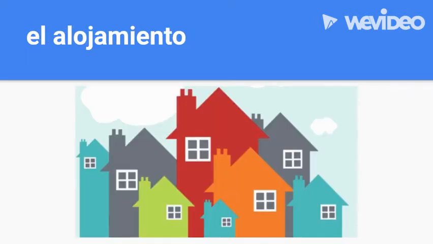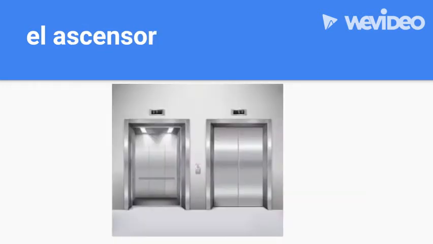El alojamiento. El alojamiento is housing. Housing in general, but it's usually talking about temporary housing. El ascensor. El ascensor is an elevator.